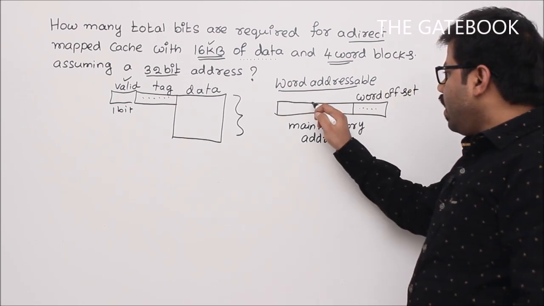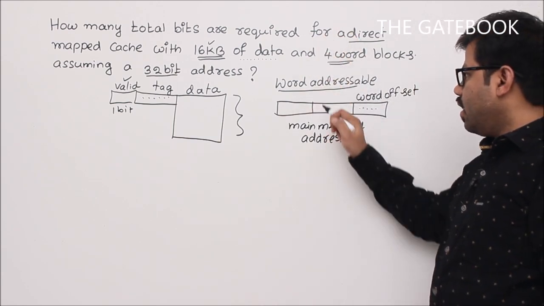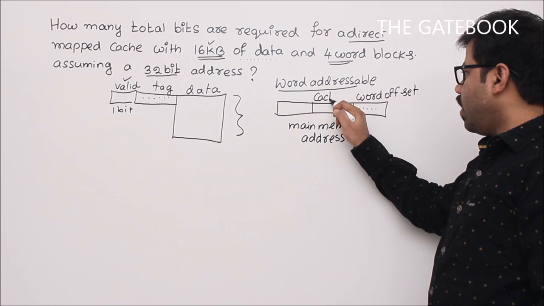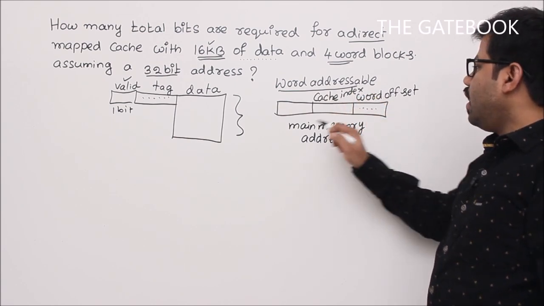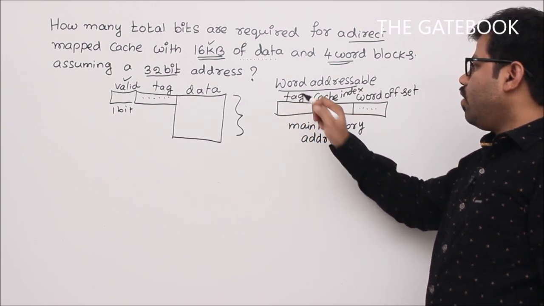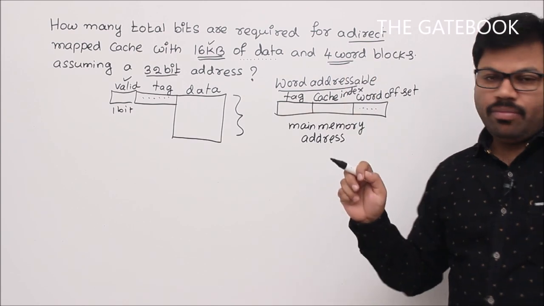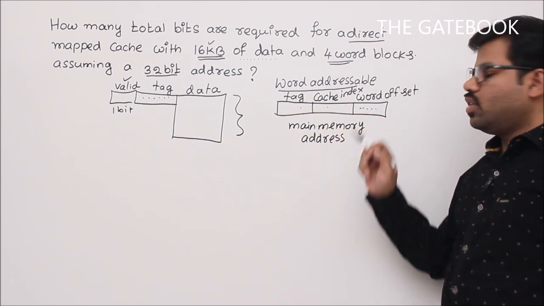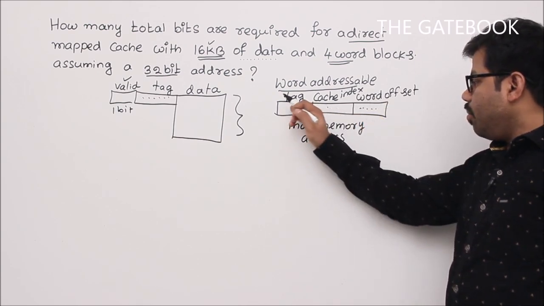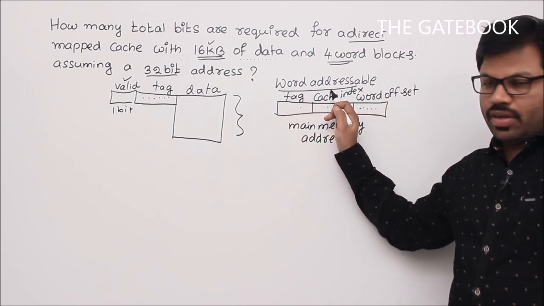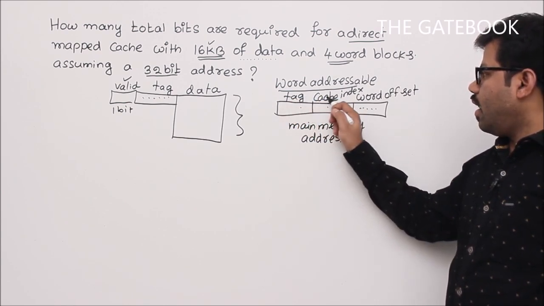Now, the remaining memory address will be divided into 2 parts. Because it's a direct map technique, we have to divide that into 2 parts: one is the cache offset, otherwise cache index bits, then tag bits. How to find out each and everything we will see. From now onwards, whenever you have a direct mapped problem, divide the main memory address into 3 parts. The first part is word offset. The remaining part is the main memory block number, which is further divided into 2 parts, tag and cache index.